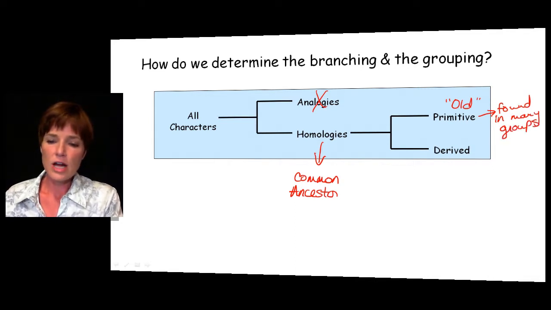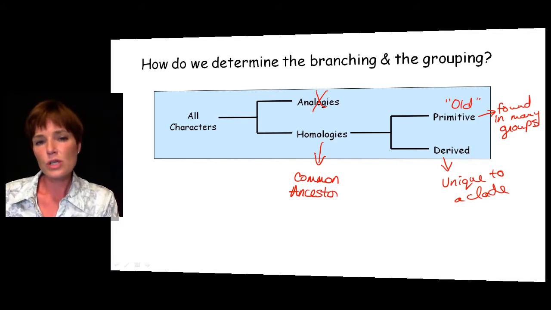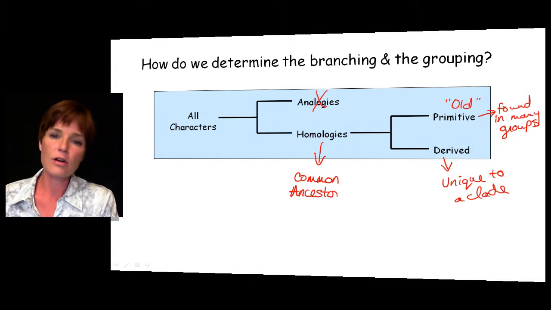And then the derived characters, these are ones that are going to be unique to a clade. These are the ones that help us to really start to determine the pattern or the timing of the descendants from that particular common ancestor.